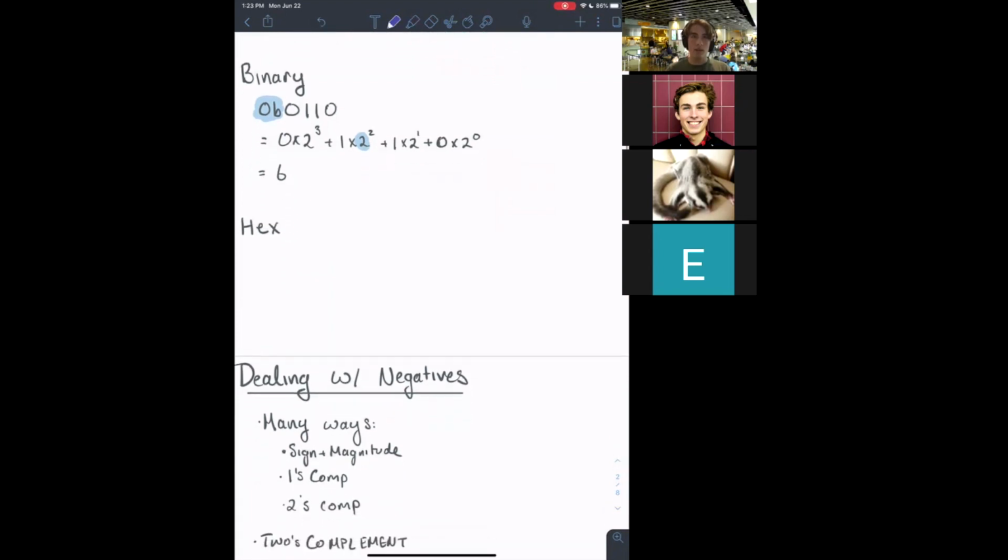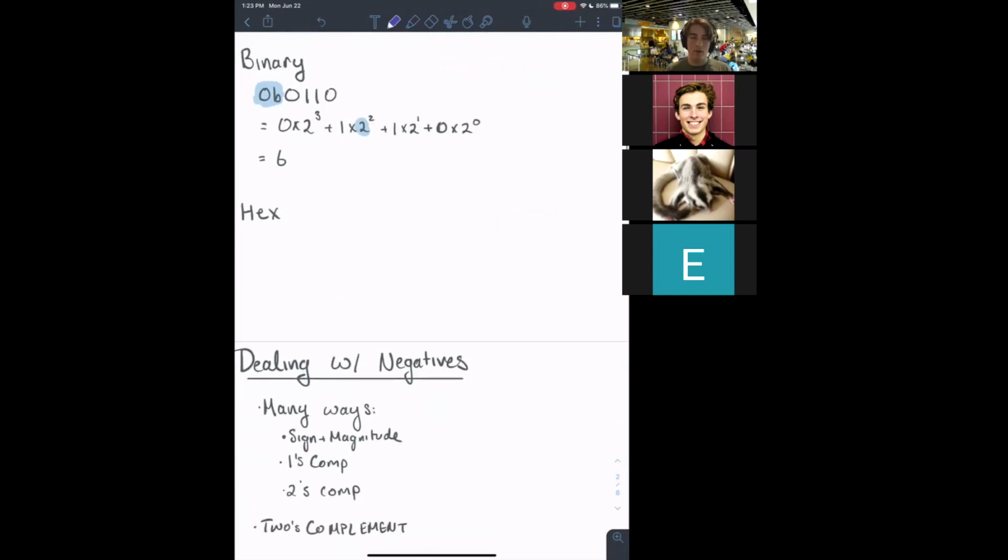So now we're going to talk quickly about hexadecimal, which is base 16, and the purpose of representing something in hexadecimal is to provide a compact method of representing large binary numbers. So in the case here of 6, this is only 4 bits. So it's pretty straightforward to write out and process by hand.